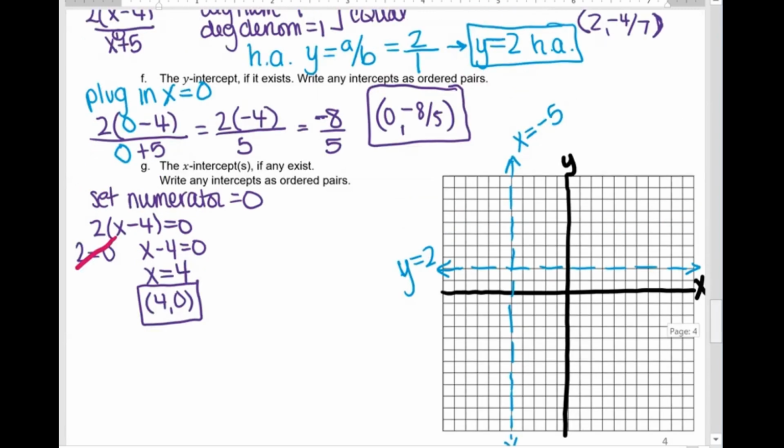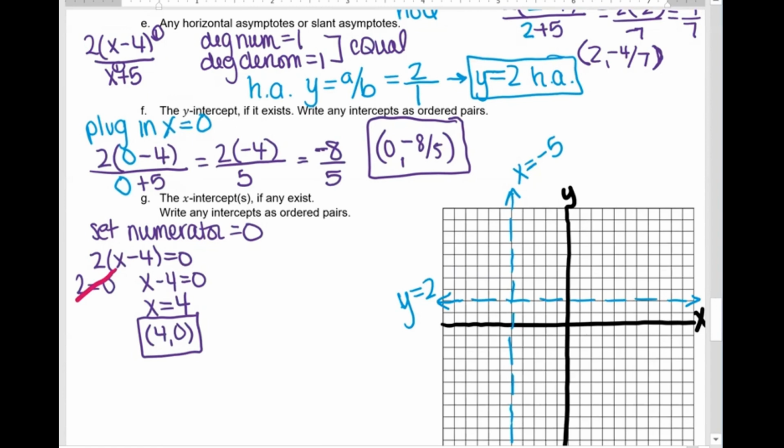Then I found 3 ordered pairs already. I have my x-intercept, my y-intercept, and then the hole. My x-intercept, I'm going to start with, it's the nicest one. It is (4, 0). 1, 2, 3, 4, 0. I have (0, -8/5). So that's -1 3/5, so not quite 2. There's my y-intercept. And I have a hole at (2, -4/7).